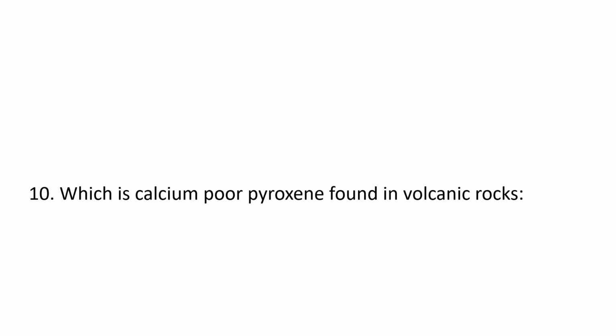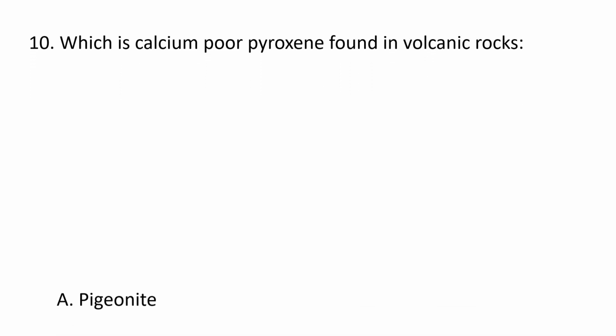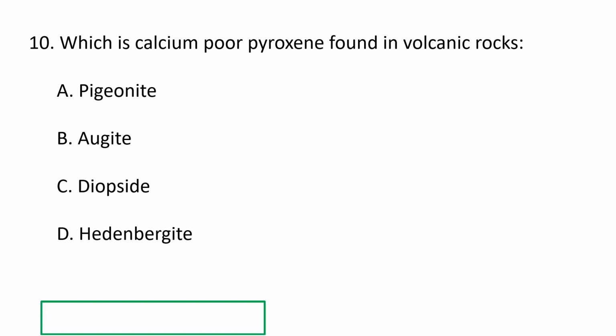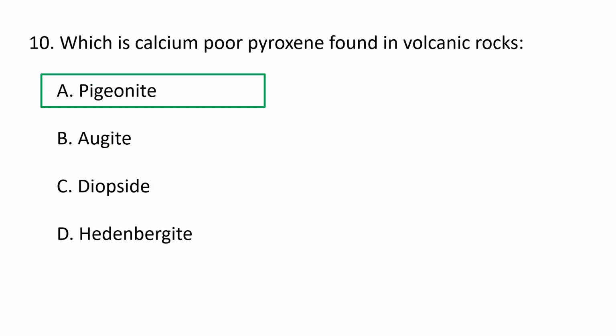Next question. Which is a calcium poor pyroxene found in volcanic rocks? A. Pigeonite, B. Augite, C. Diopside, D. Hedenbergite. So the calcium poor pyroxene found in volcanic rocks is Pigeonite. Pigeonite is a silicate mineral in the pyroxene family that occurs in quickly chilled rocks such as those formed from lava, and it occurs with plagioclase and augite and is difficult to identify. So the answer is A.